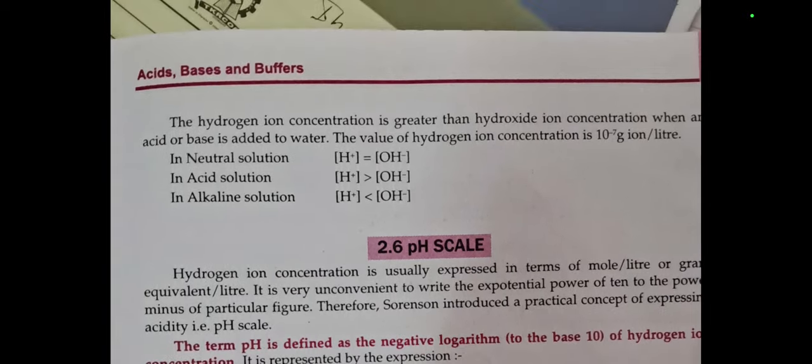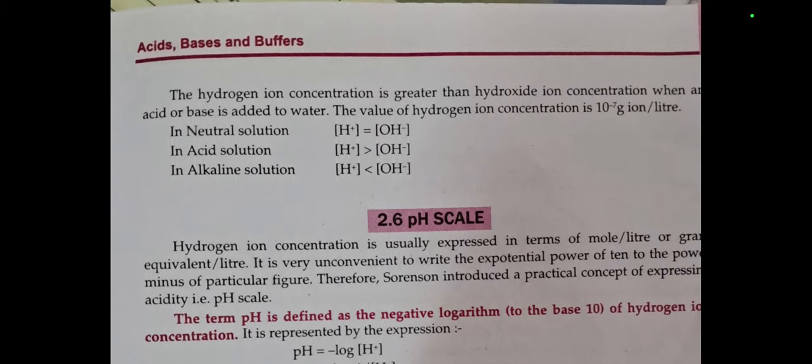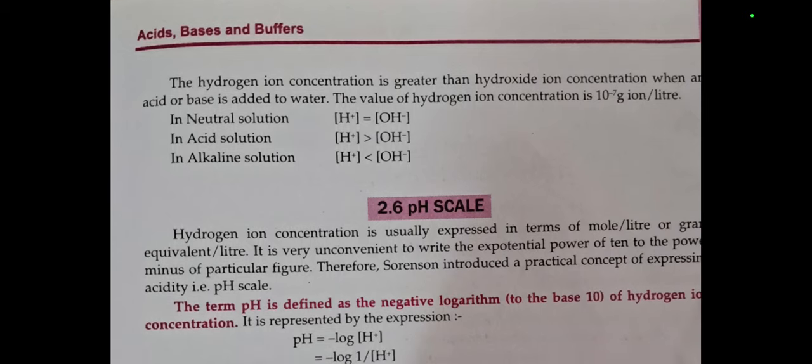When an acid or base is added to water, the value of hydrogen ion concentration is 10 to the power of minus 7 gram ion per liter. When we are preparing an acid solution, the hydrogen ion is greater than that of hydroxyl ion. In case of alkaline solution, hydrogen ion is less than hydroxyl ion, and in case of neutral solution, both hydrogen ion and hydroxyl ion become equal.